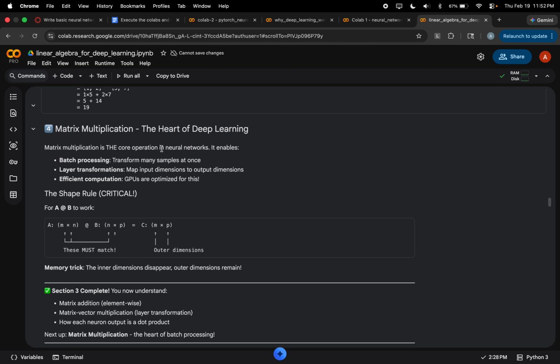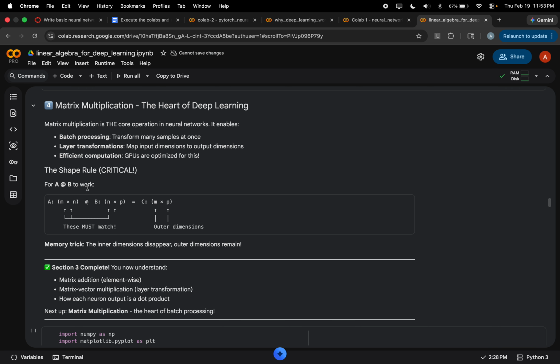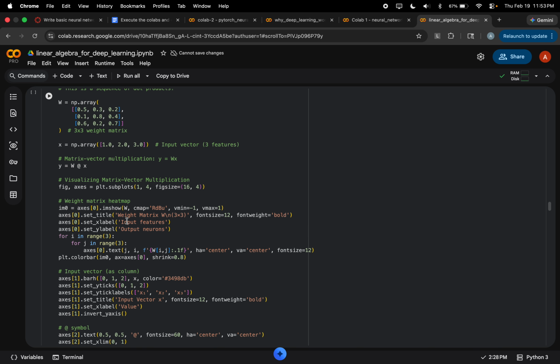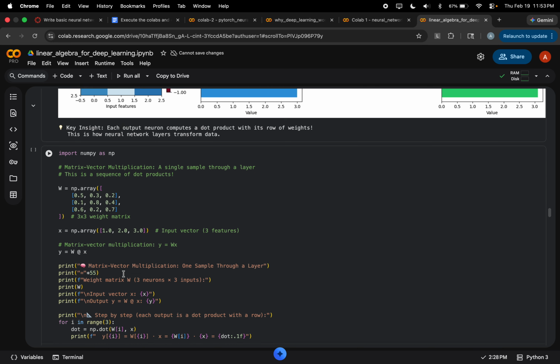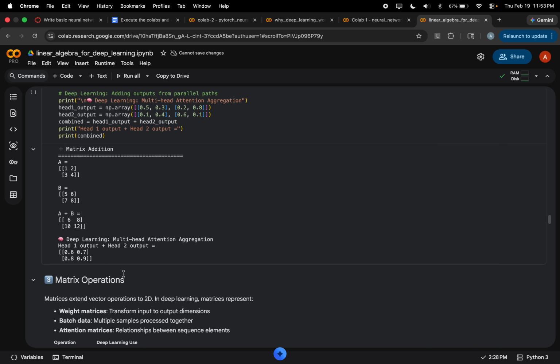And why it is important in deep learning: matrix multiplication is the core operation in neural networks. It enables batch processing, layer transformation, and efficient computation. And here it is explaining the shape rule and why it's critical. As I mentioned earlier, this n should match with this n, and this will then collapse to m cross p. That is a condition which has to be followed. Even here it's 3 cross 3 and 3 cross 1, so we got a 3 cross 1 matrix. That is a general rule which has to be applied.